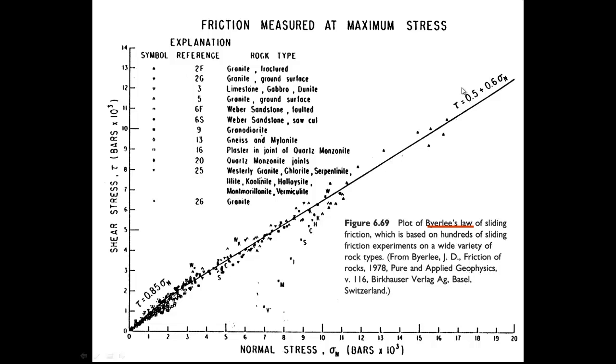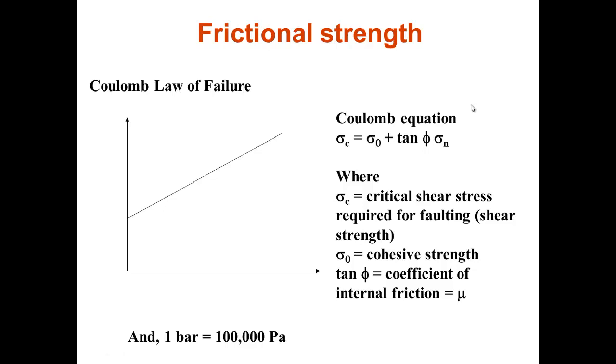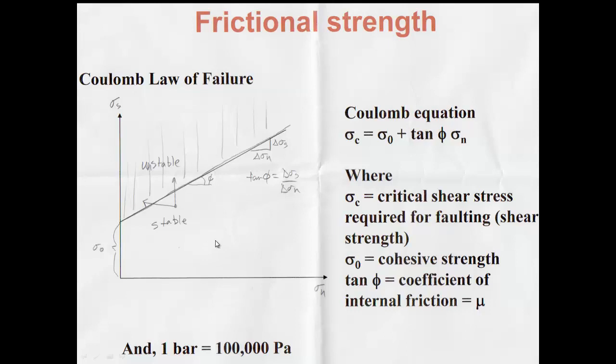So here we have it, as we drew on the board, here are the notes. Everything below the failure line is stable. Everything above is unstable. The slope of the line is the ratio of shear to normal stress. That's also an angle phi, and the ratio of the two is tan phi, or sometimes called the coefficient of internal friction mu. And we call this the Coulomb law of failure.